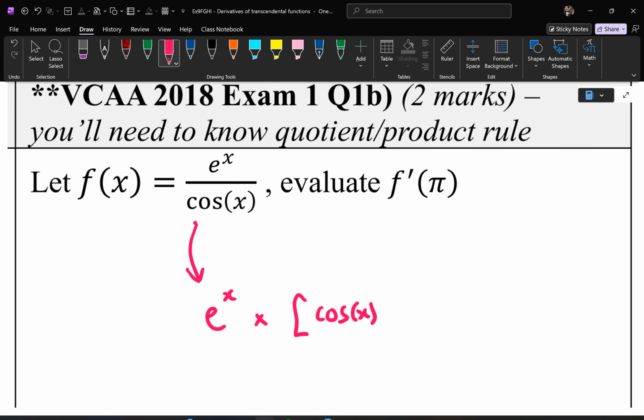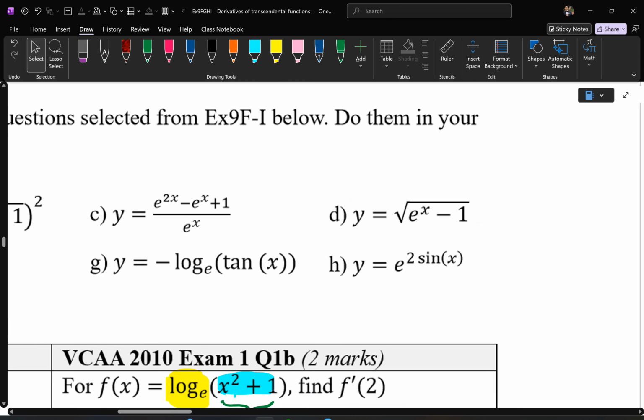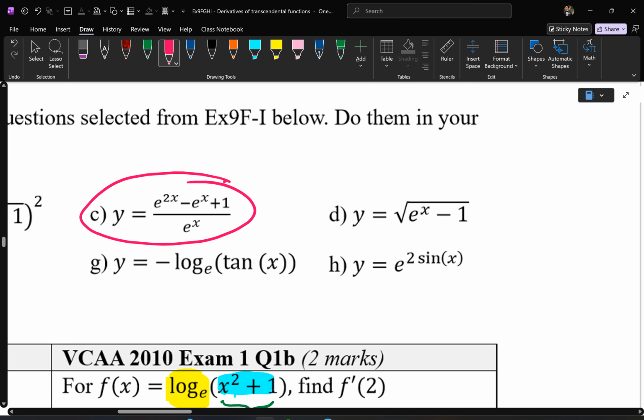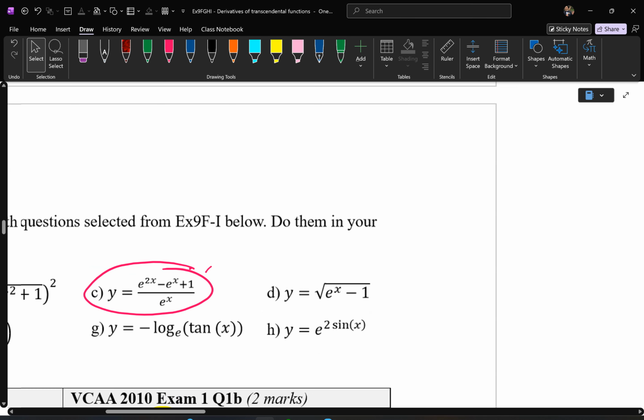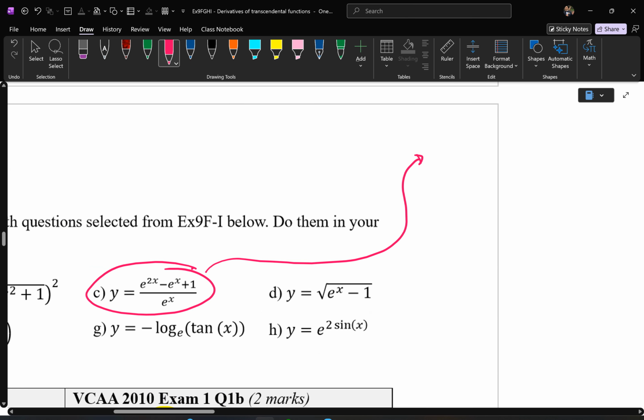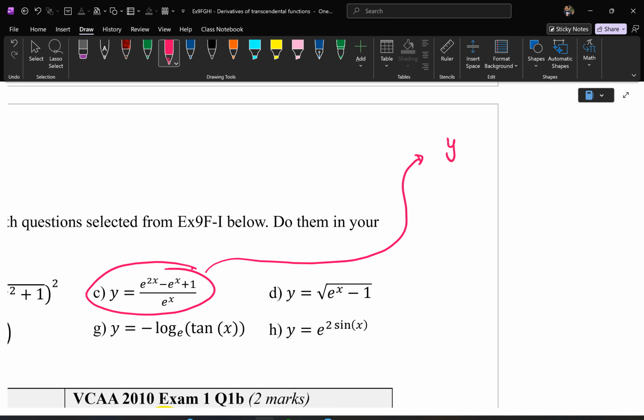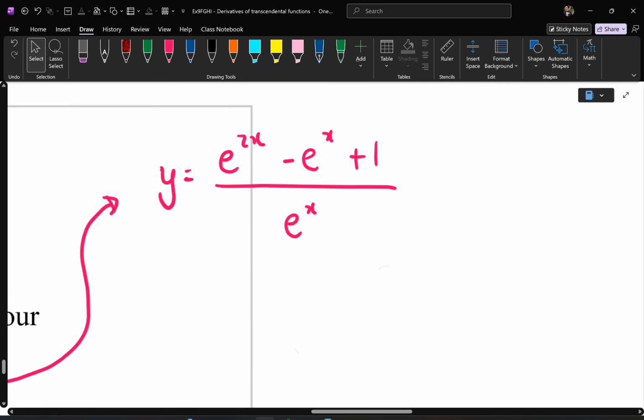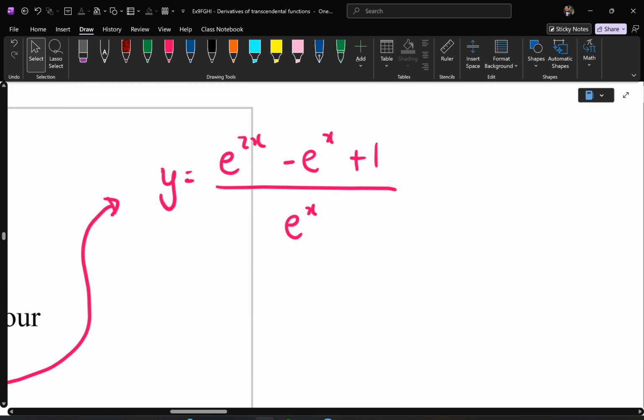All right. What's one that you might normally see that you don't know how to do? Let's do this one. C. So C, if you got some space somewhere, which I think on your notes you should have an extra blank piece of paper, you can write this one in. So y equals e to the 2x minus e to the x plus 1 all over e to the x. How do we derive this?